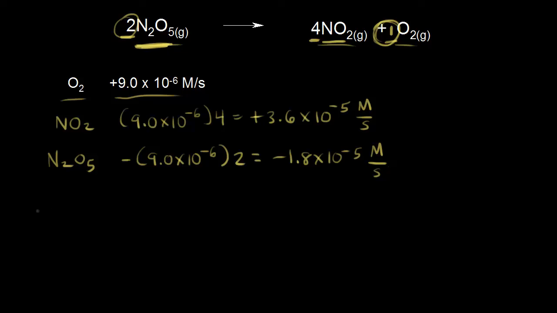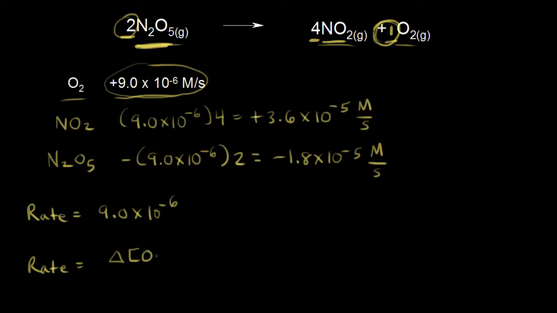All right, let's think about the rate of our reaction. So the rate of our reaction, we could just say it's equal to the appearance of oxygen. We could say it's equal to 9 times 10 to the negative 6 molar per second. So we could write that down here. The rate is equal to the change in the concentration of oxygen over the change in time.